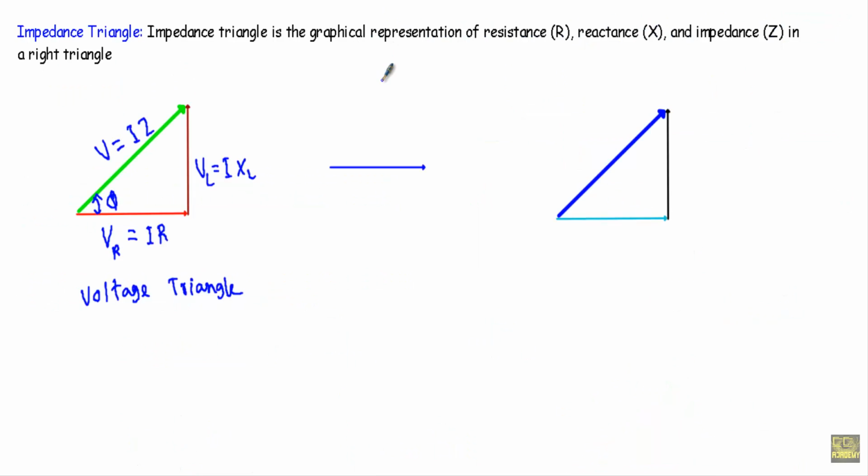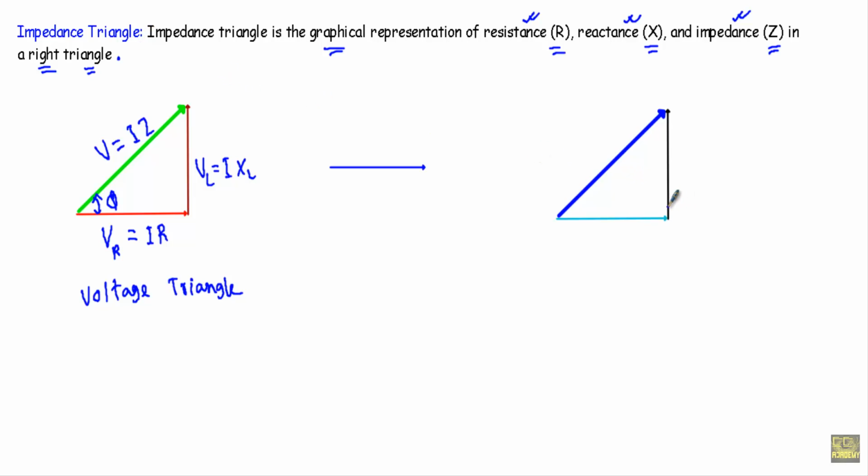Now I will show you the impedance triangle of the series RL circuit. At first you have to know what the impedance triangle is. Impedance triangle is a graphical representation of resistance, reactance and the impedance in a right triangle. We will indicate the resistance, reactance and the impedance of a circuit graphically by using a right triangle. Then that triangle will be known as the impedance triangle of that circuit.